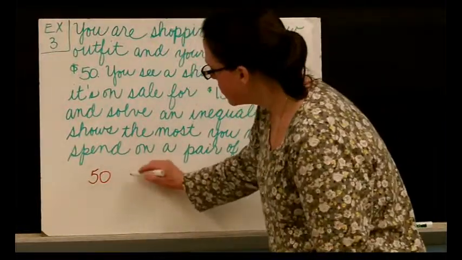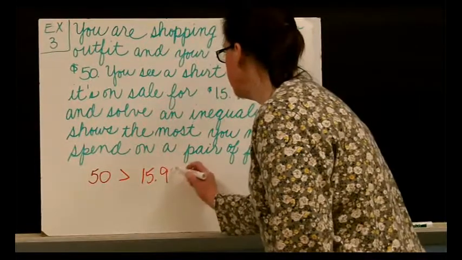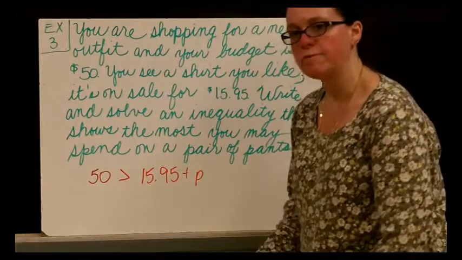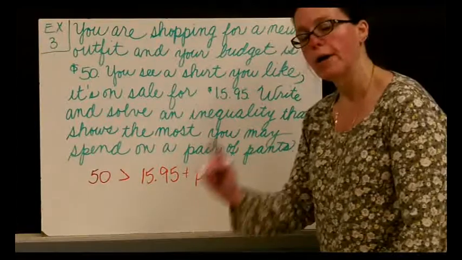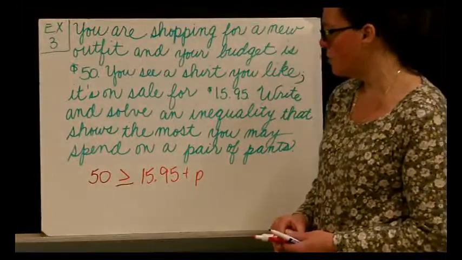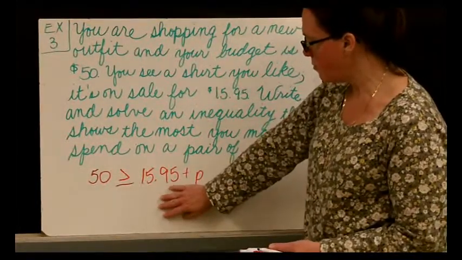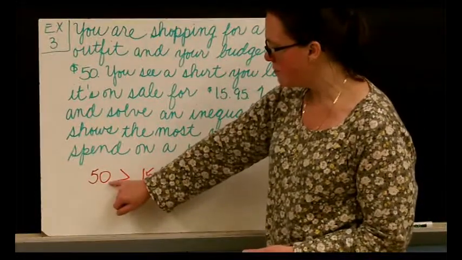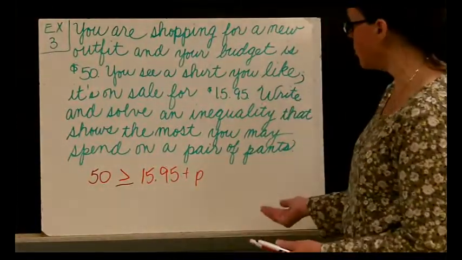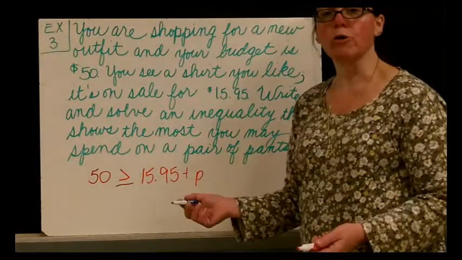We know that the $50 is going to be this $15.95, and the pair of pants has to be less than $50 because we can't go higher, but we can spend the entire amount. So we're going to add that bar to show that the money that we spent on our outfit has to be either less than 50 or equal to it. We cannot go above it. And now what we're going to do is solve for P. That will tell us how much we can spend on our pants.